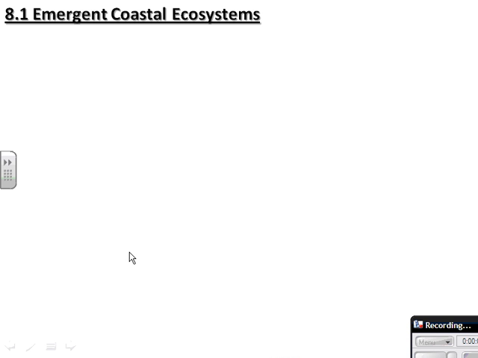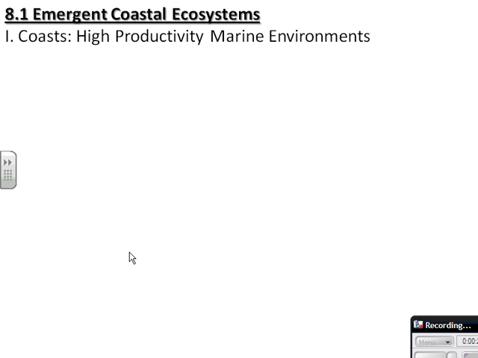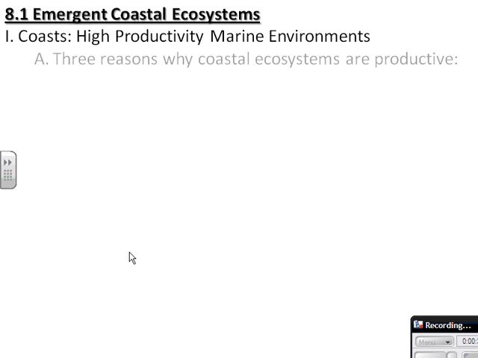This is the first section of notes for Unit 8, and Unit 8 is focusing on the many different marine ecosystems. The first section notes, 8.1, focus on emergent coastal ecosystems, which would be those coastal ecosystems that are up out of the water, even though they're along the coast. They're growing along the edge of the landforms. They're emergent. Now, all coasts are highly productive marine ecosystems for three important reasons.